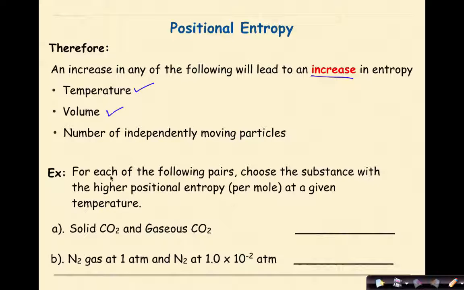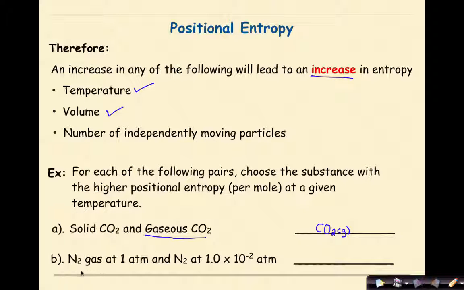Let's look at an example. For each of the following pairs, choose the substance with the higher positional entropy per mole at a given temperature. So in our first example, we are looking at solid carbon dioxide and gaseous carbon dioxide. We're trying to determine which one is going to have the higher positional entropy, or in other words, be more random. If you said the gaseous carbon dioxide, you are correct because the gaseous carbon dioxide is going to have more microstates and be much more random.